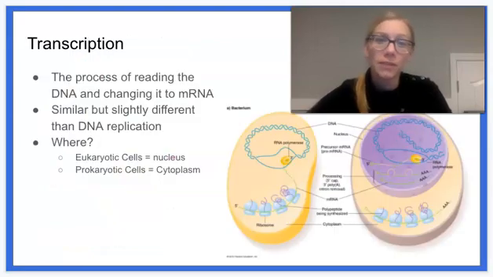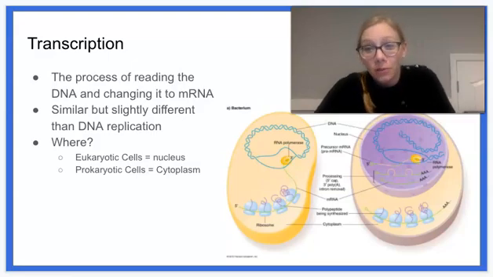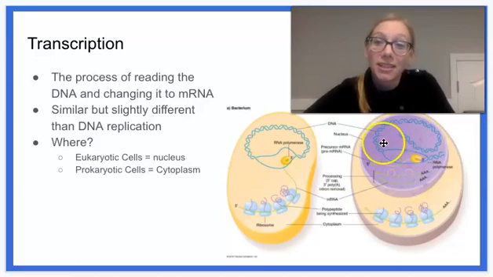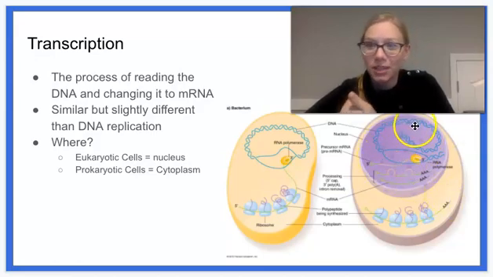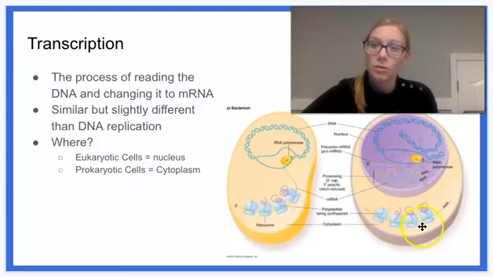The first thing we have to do is go through a process called transcription. It's the process of reading DNA and changing it to mRNA. You're going to notice some similarities to DNA replication, but of course it's different because it has a different function. In eukaryotic cells, this is going to happen within the nucleus. That's where your DNA is. Transcription will happen there. You'll make your mRNA. It will leave through your nuclear pores and go to your ribosomes.